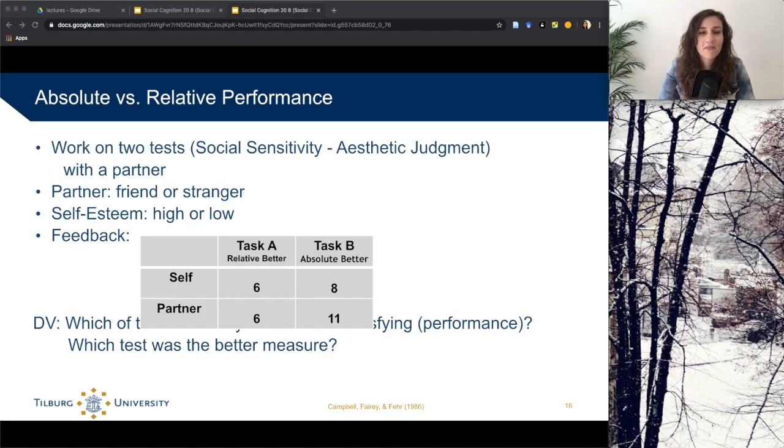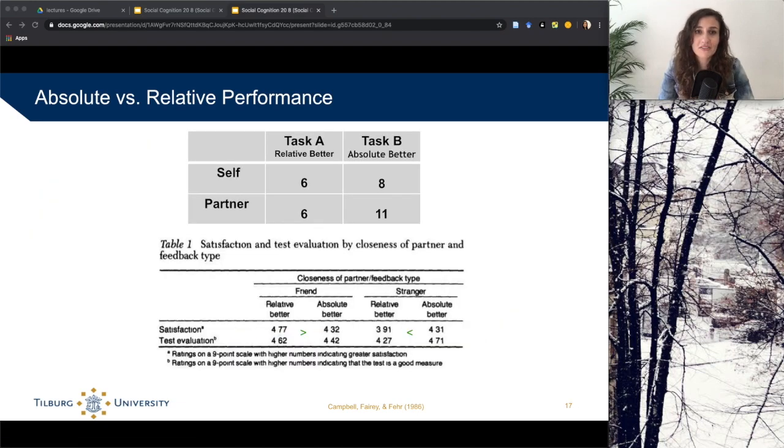Now, the dependent variable here was which of these feedbacks or tests they felt were more satisfying, and which test they thought was actually a better measure for their performance. So if we take a look at the data, and just so you remember, this is the task. So relative better is task A, absolute better is task B.